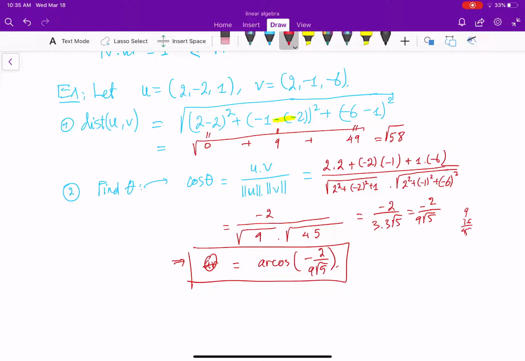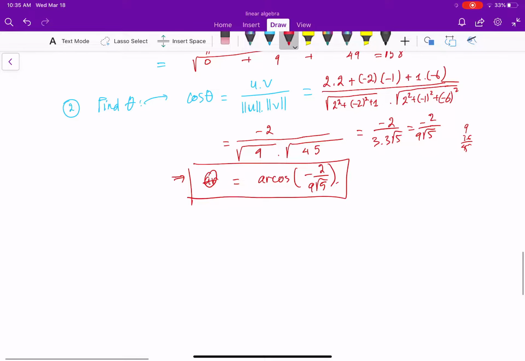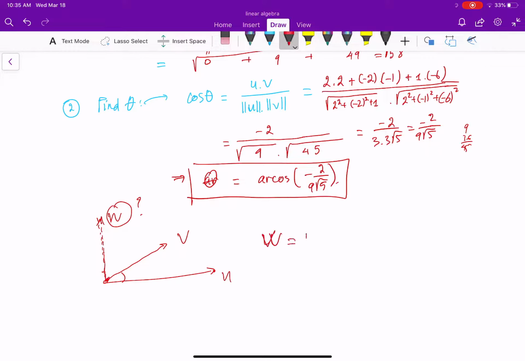So in the next sections, if you have two vectors which are not orthogonal, as in this case, we will learn how to determine a vector, let's say W in here, which is orthogonal to U. Okay, so I will do that in the next lecture.